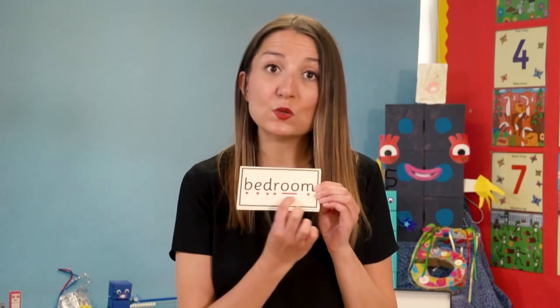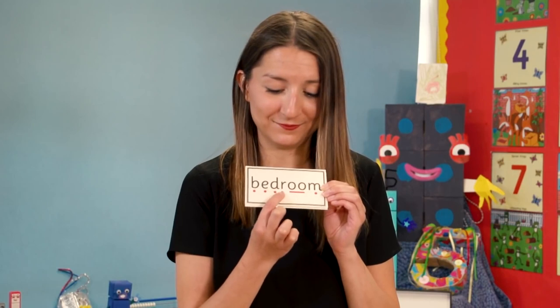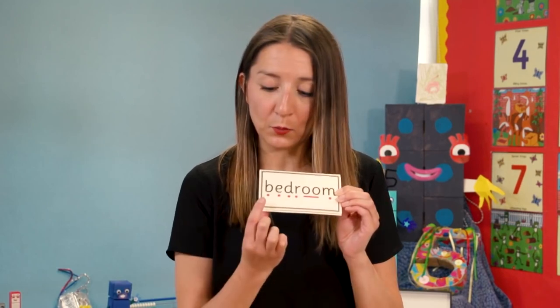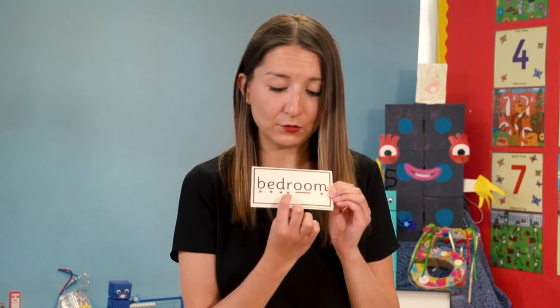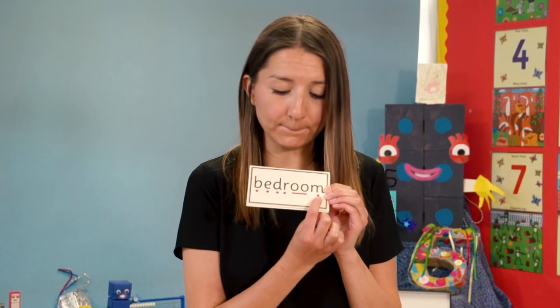Let's have a look at another word. Can you spot the digraph? Yes, the digraph is oo. Sound out and blend. B-e-d, bed. R-oo-m. Room, bedroom. I tidied my bedroom.